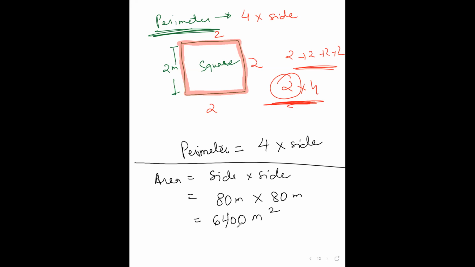6,400 meters squared, sorry. Where did the square come from? Because meter multiplied by meter is meter squared. Very good. Okay, so this is your answer. Area is equal to 6400 meter squared.